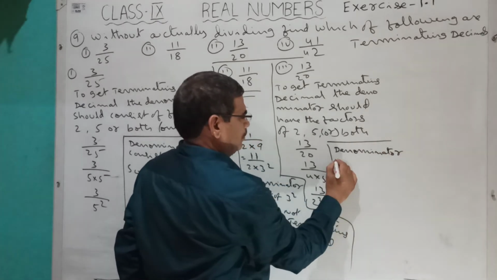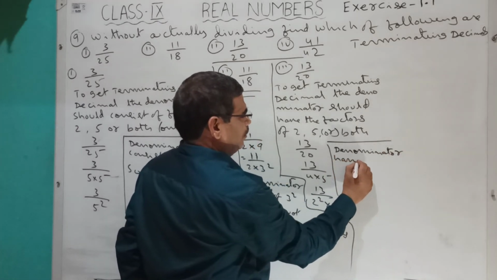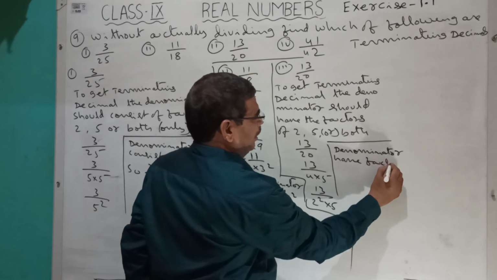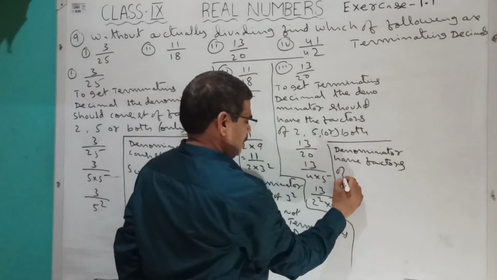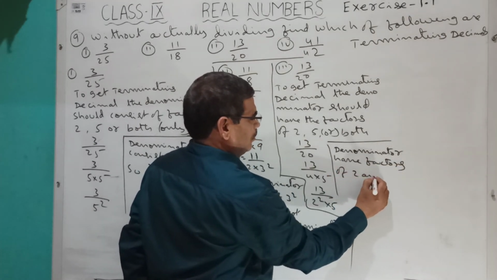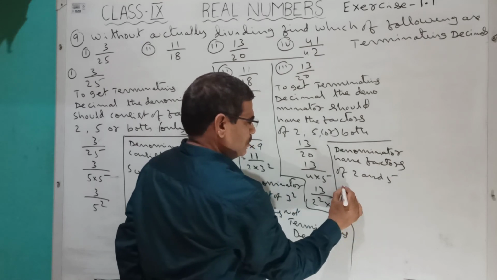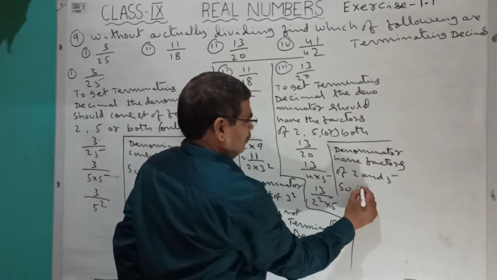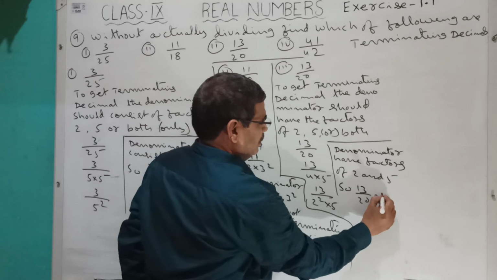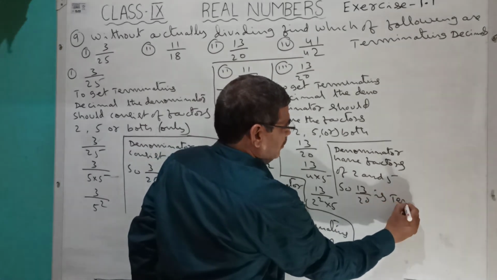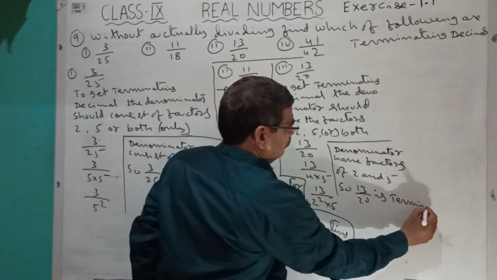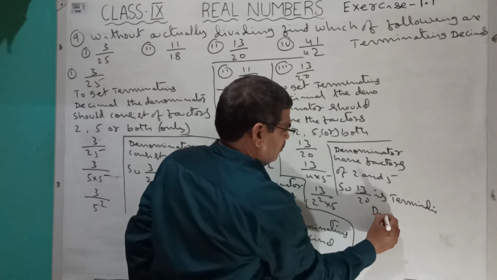The denominator has factors of 2 and 5. So 13 by 20 is a terminating decimal.